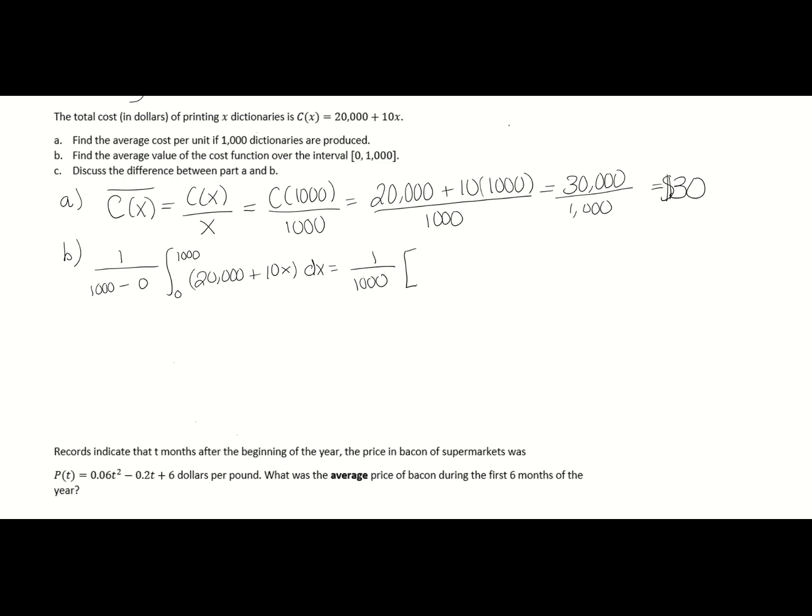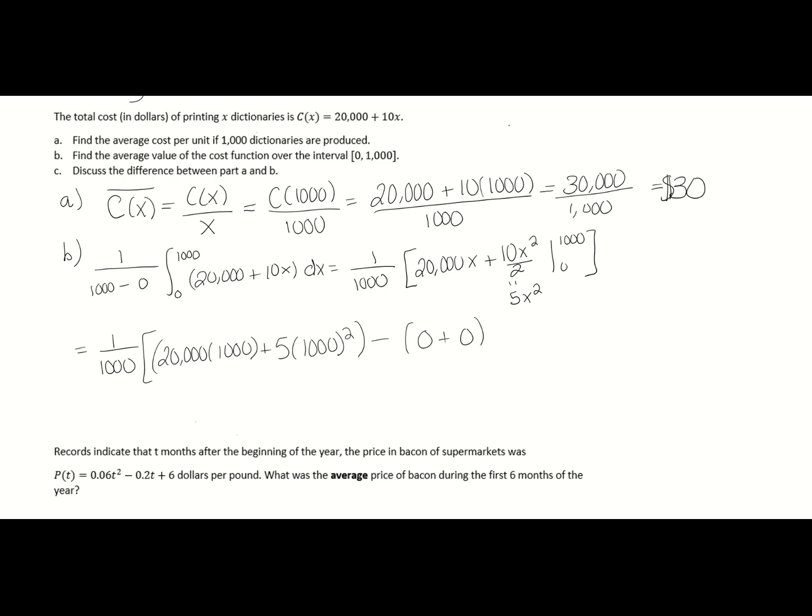I'll take my antiderivative, which will give me 20,000x plus 10x squared over 2, from 0 to 1,000. So this right here will become 5x squared. And then I'm going to plug in 1,000 and 0 by the fundamental theorem of calculus. So when I plug in 1,000, I'll get 20,000 times 1,000 plus 5 times 1,000 squared, minus, and then I'll have 0 plus 0 because both of them have an x. So this is going to go to 0.